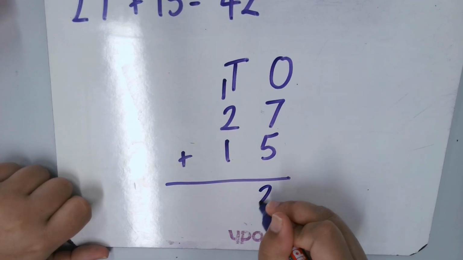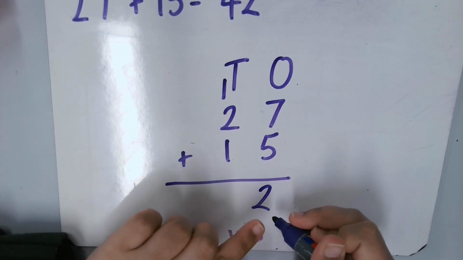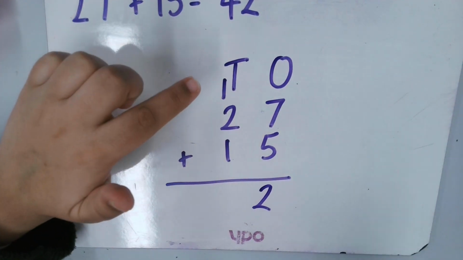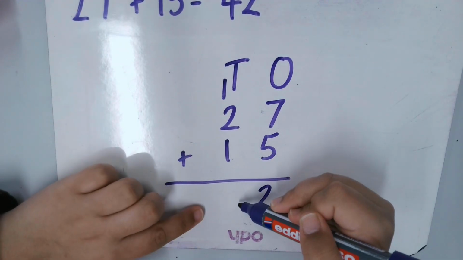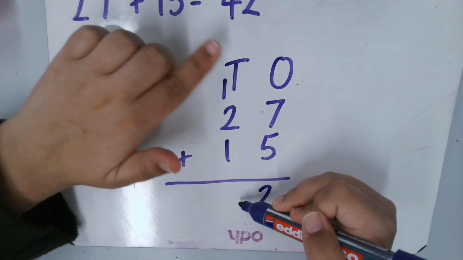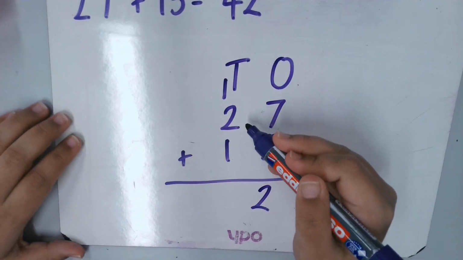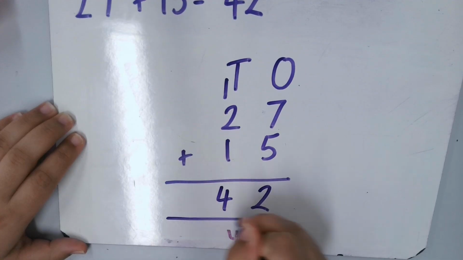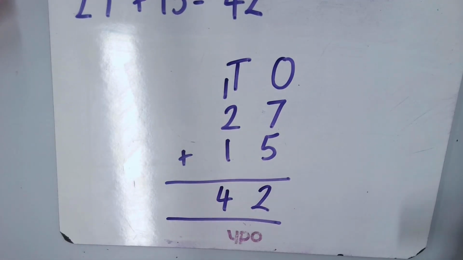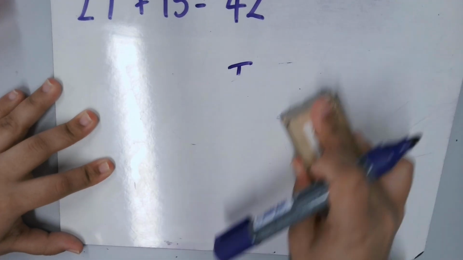Then I had 2 ones. Remember, 10 of those ones have moved and become 1 ten. Now I've got 2 add 1, which is 3, but I can't forget about that 1 that I regrouped. So 2 add 1 is 3, add that 1, makes 4. My answer is 42. Let's have a go at doing another one.